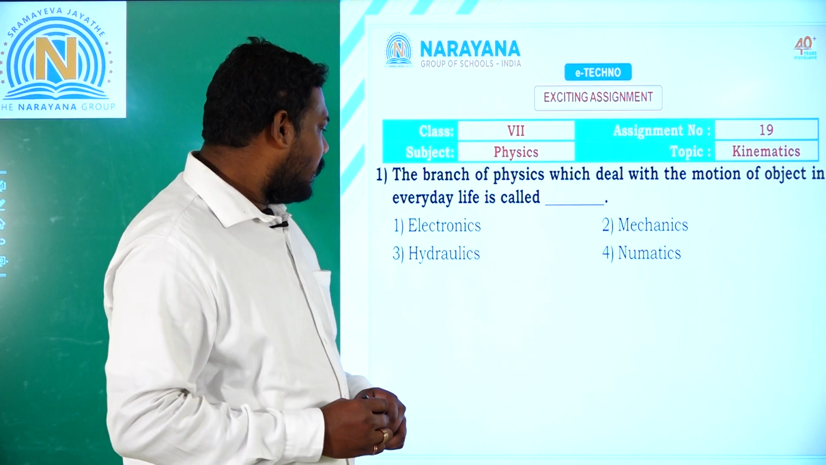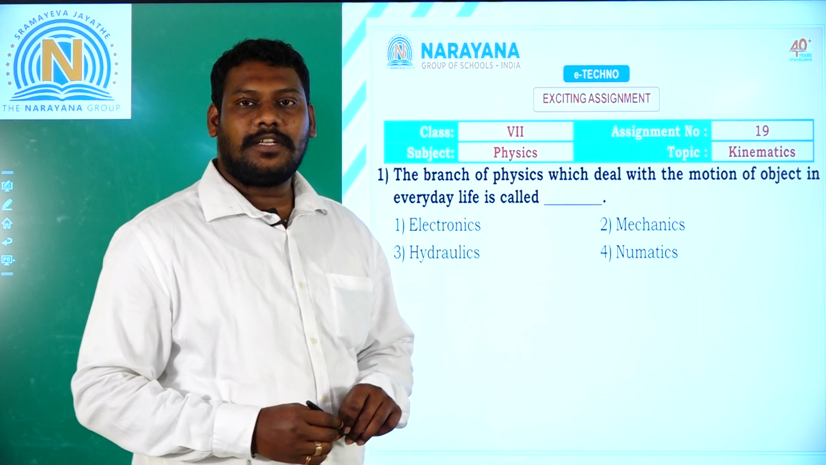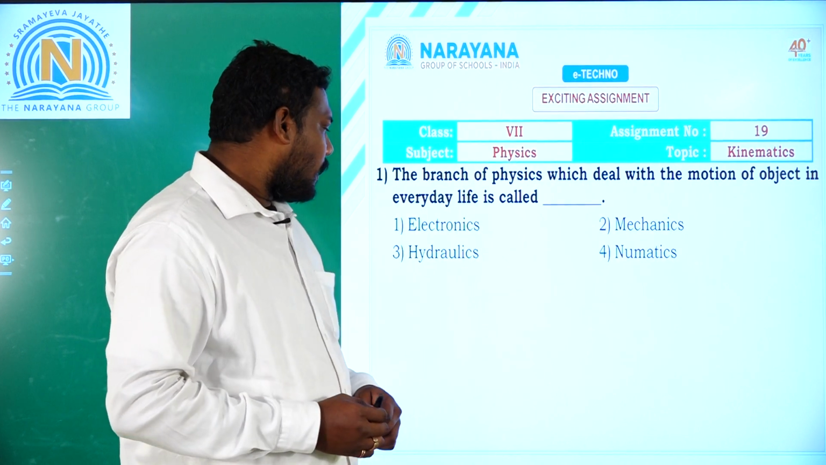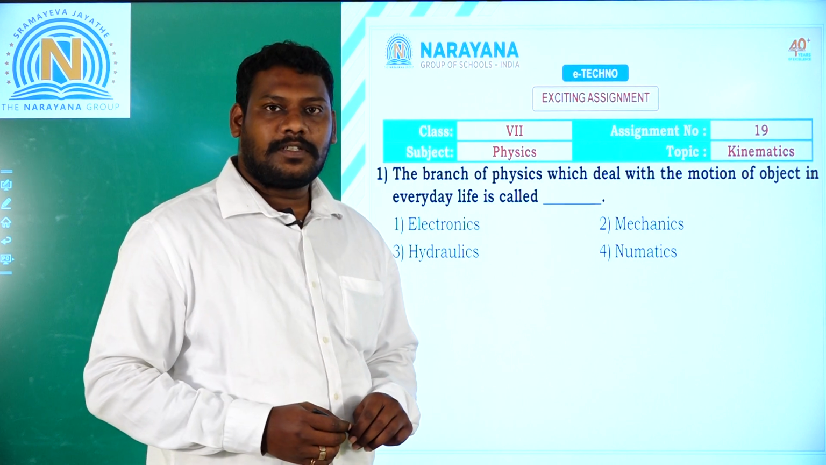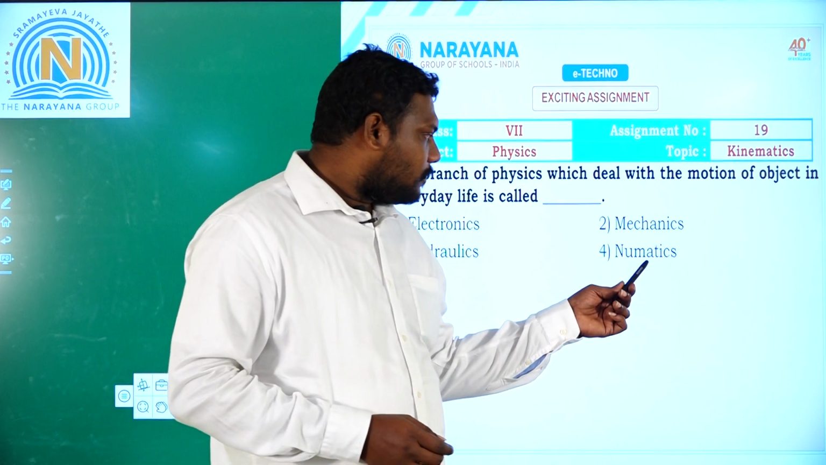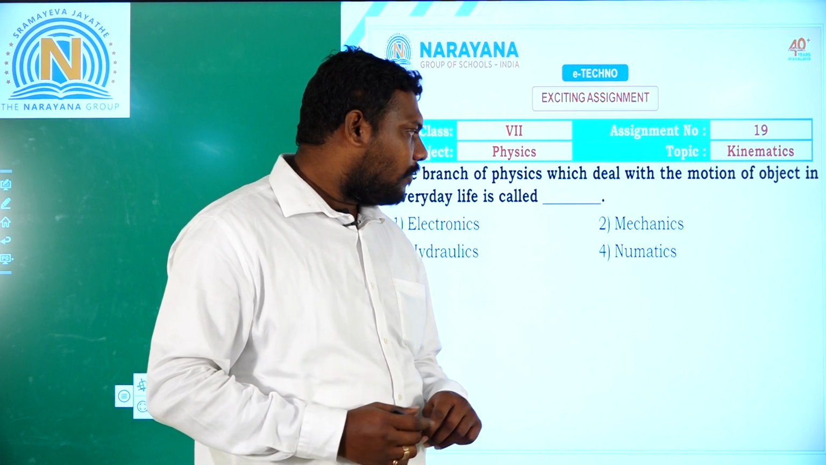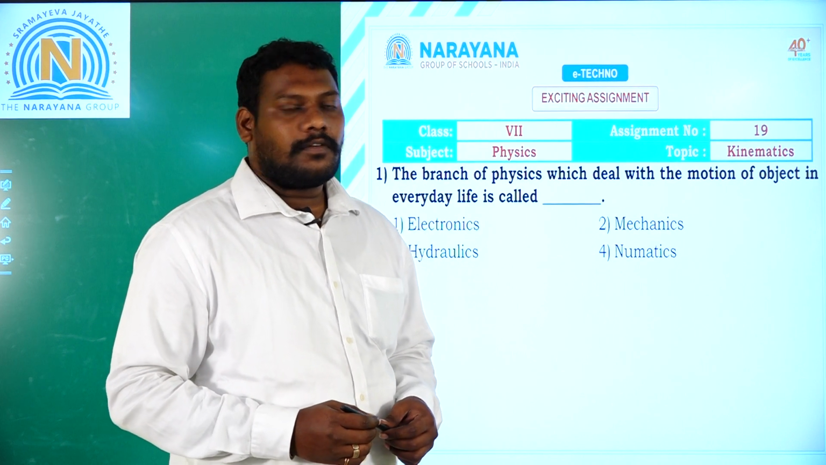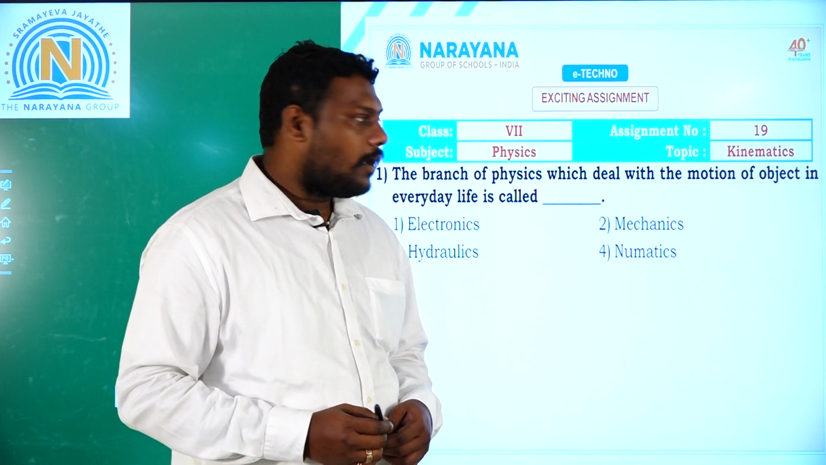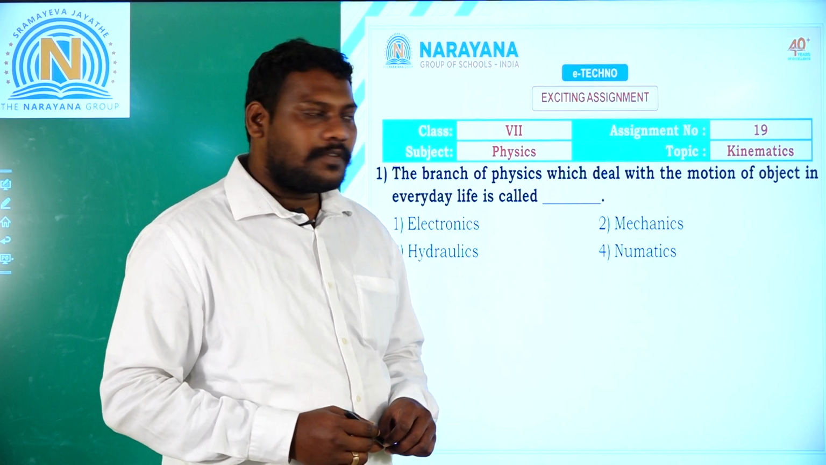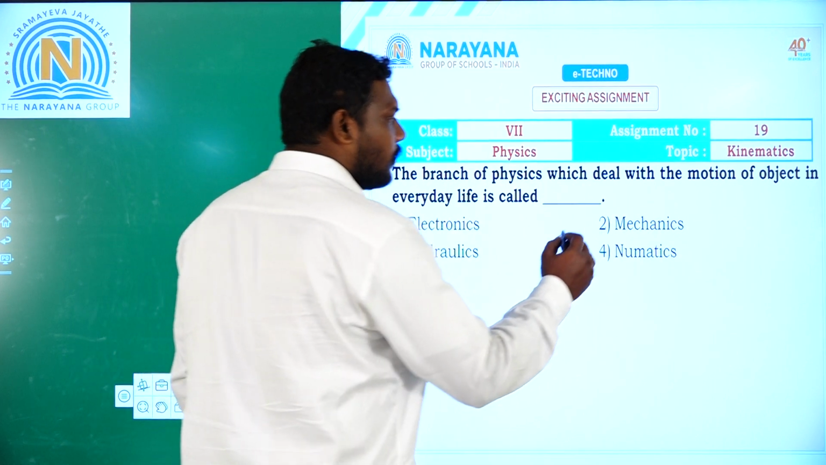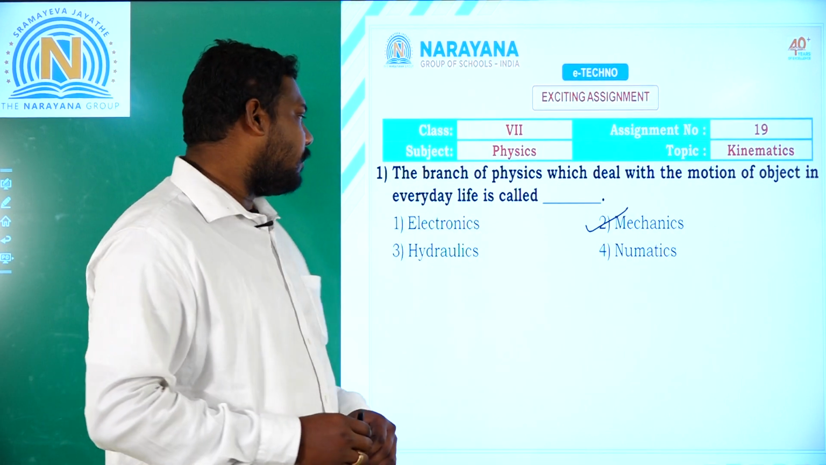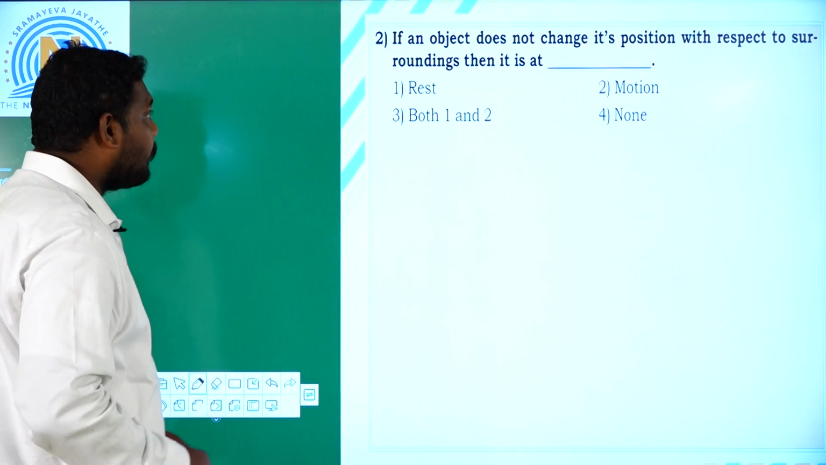Now here, electronics is a branch of physics which deals with the charges and small components of electronics, right? Hydraulics is a branch of physics which deals with the fluids. Here the spelling mistake is there, you should have P in front of it. So pneumatics is a branch of physics which deals with the fluids like water and air. But mechanics is a branch of physics which deals with the motion of an object. So our option will be mechanics. Mechanics is the branch of physics which deals with the motion of an object in everyday life. Right? Let us go to the second question here.